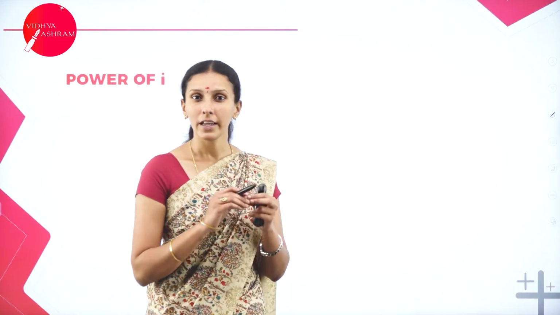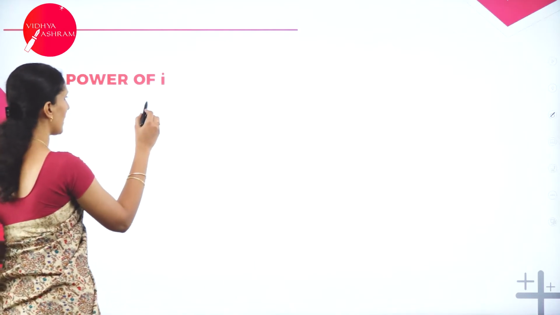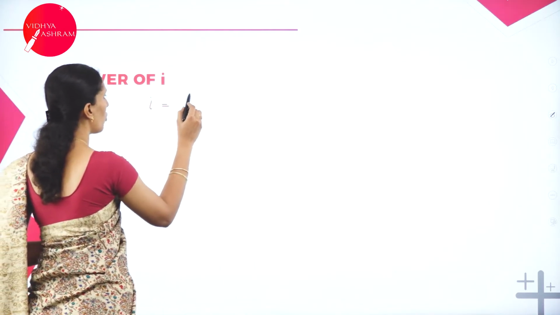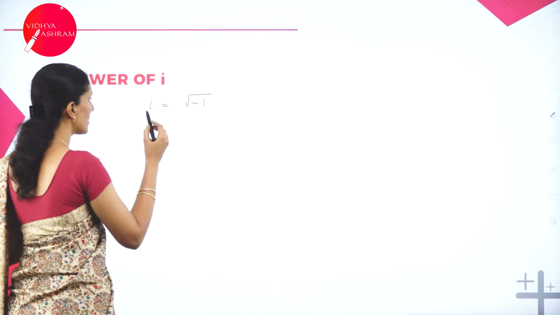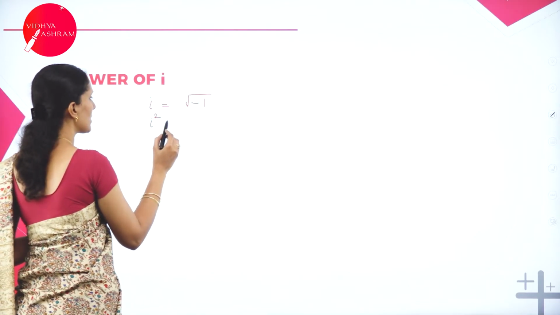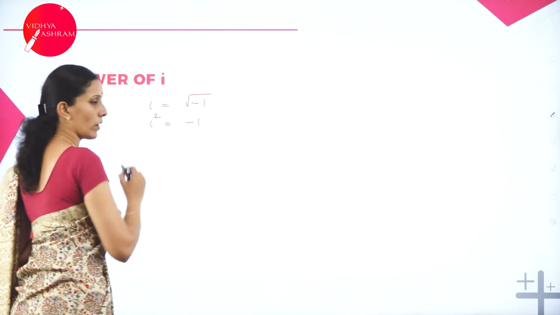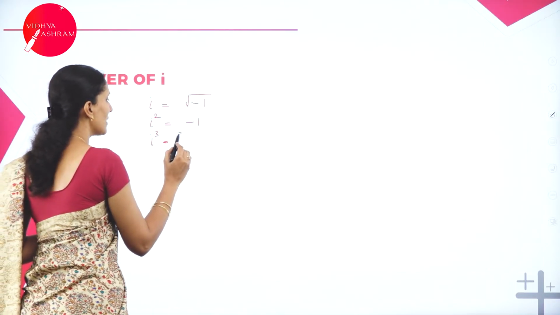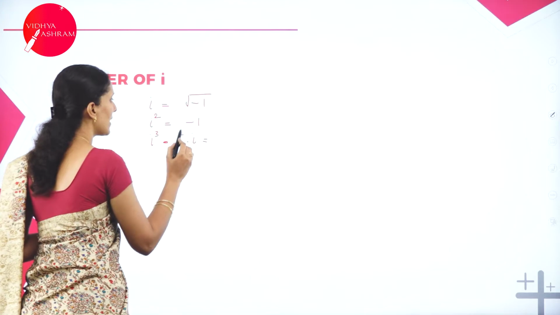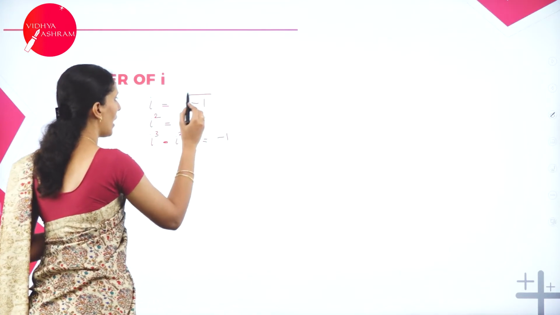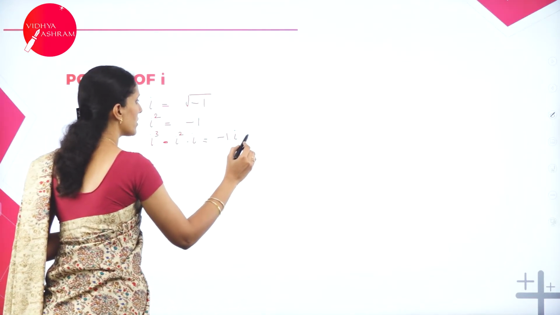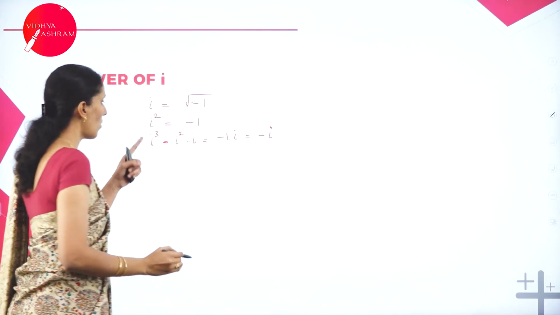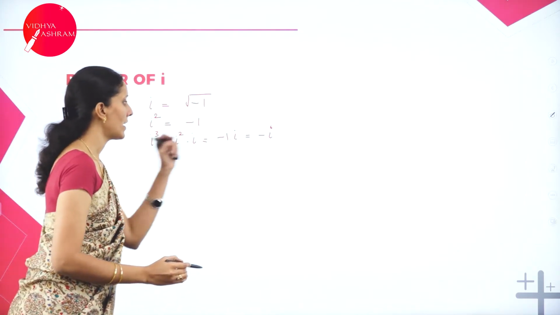Next, we come across an important concept, that is the powers of i. What is i? i is actually root of minus 1. So squaring both sides, i square is nothing but minus 1. Then take i cube. i cube can be written as i square into i. What is i square? Minus 1, and into i, which is nothing but minus i. So i cube is minus i.